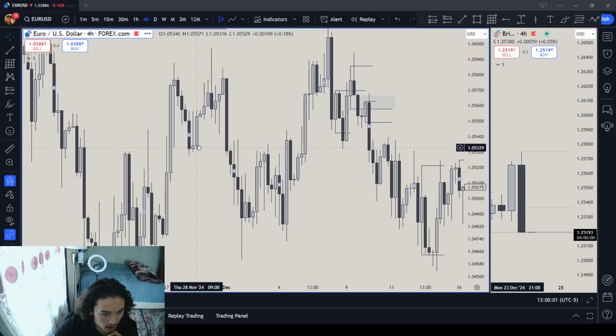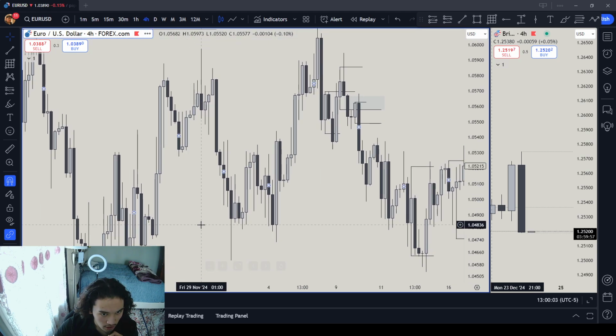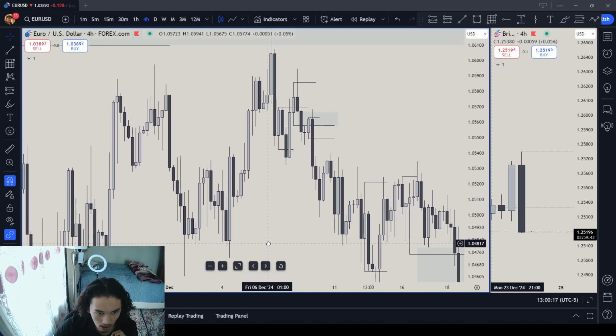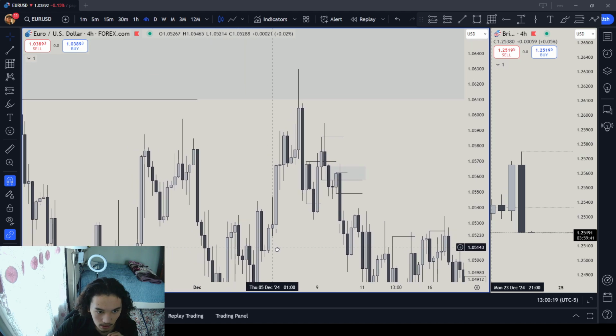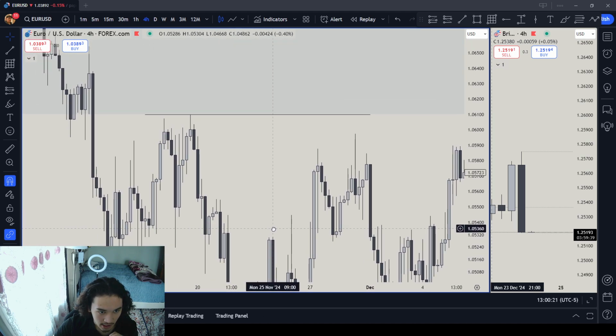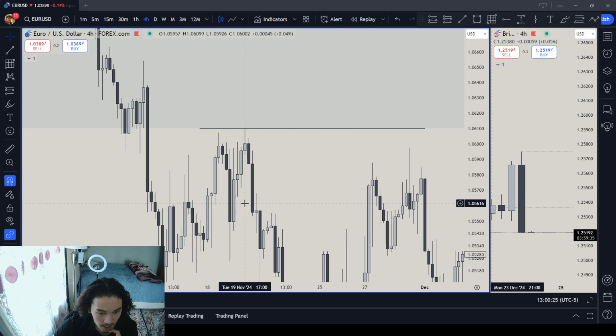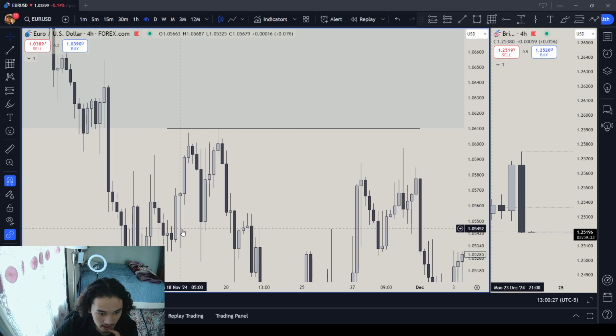I'm not sure if this is the actual example though, because this has happened before and should have been a loss here. This is the previous day's low. I don't think I got the example here for you. Actually, this right over here is the reason for what I'm talking about.